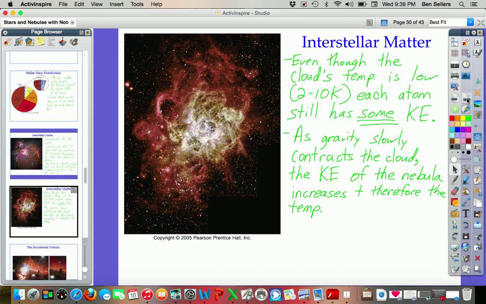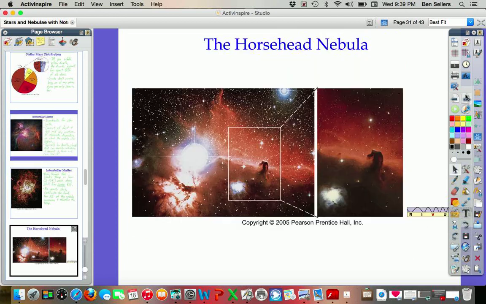Even though the cloud is cold, it still has some atomic movement. It averages about 2 to 10 Kelvin. Of course, absolute zero is just a couple degrees away from that, so it's ridiculously cold, but it still has some kinetic movement, which means that it's emitting light, especially in the infrared. As gravity slowly starts to contract the cloud, the kinetic energy of the nebula increases because particles are hitting each other and it gets hotter and hotter.